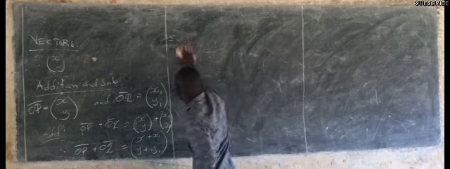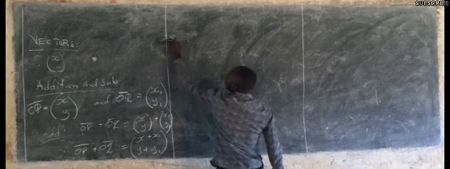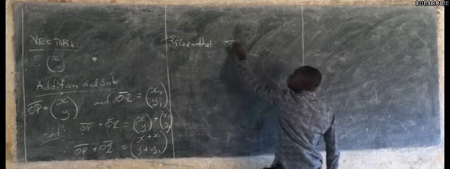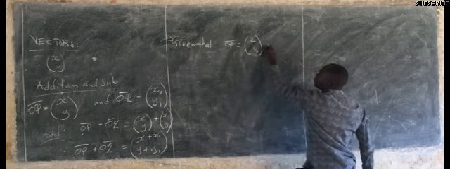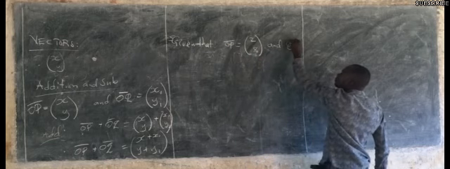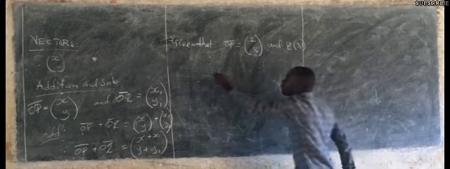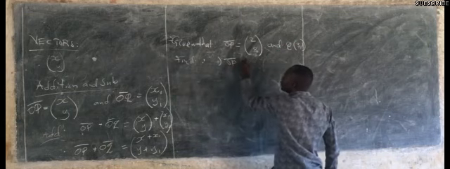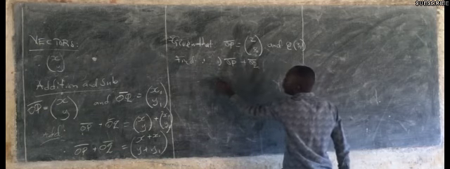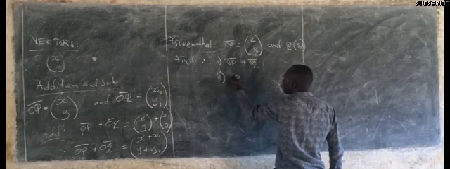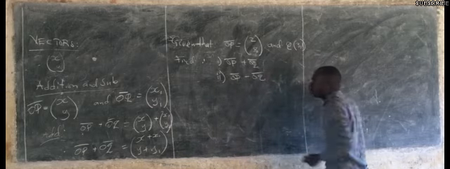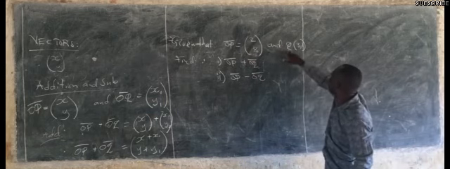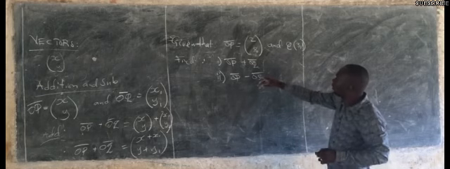We can have a simple example. For example, given that OP is (2, 8) and Q is (3, 1), find Roman 1, OP plus OQ, and Roman 2, OP minus OQ. So that can be our simple question. We are given that OP is (2, 8) and Q is (3, 1). They want us to find OP plus OQ.